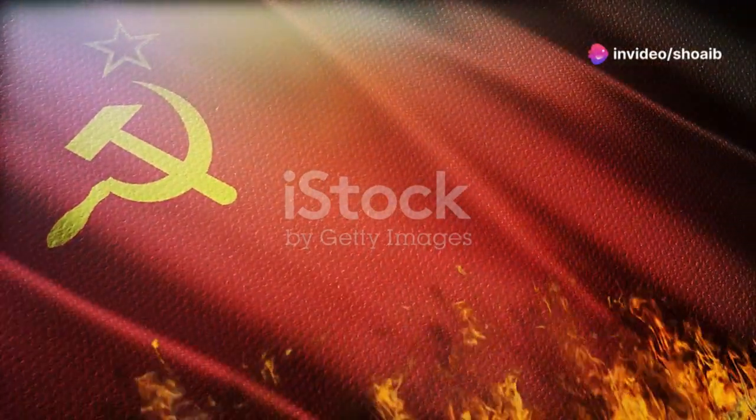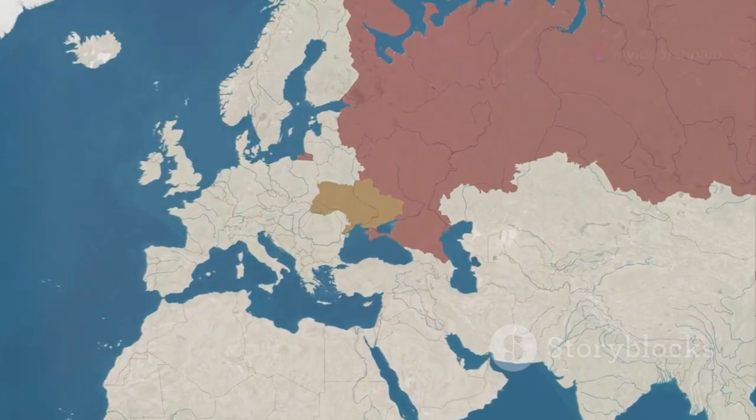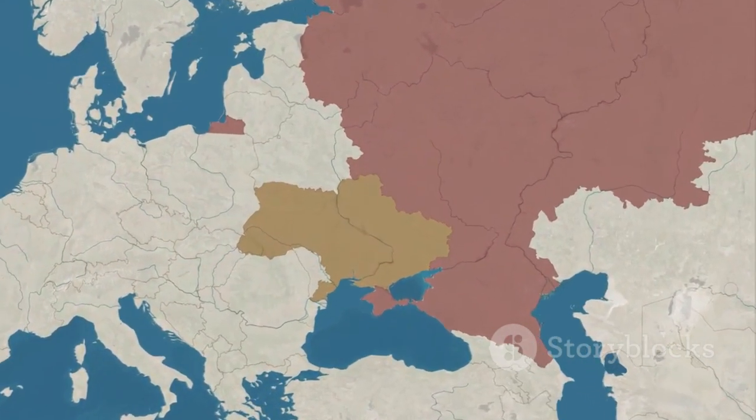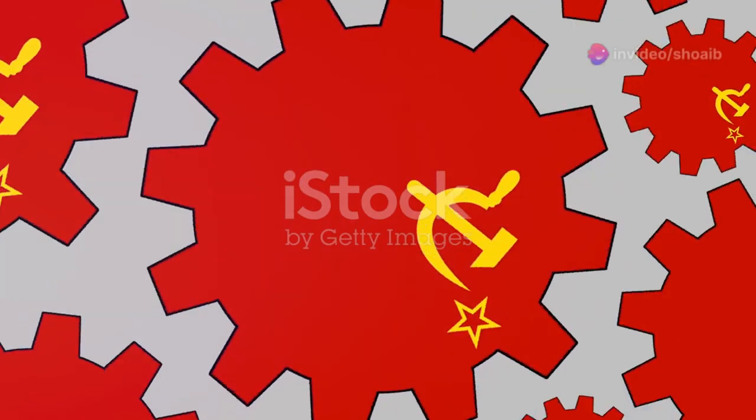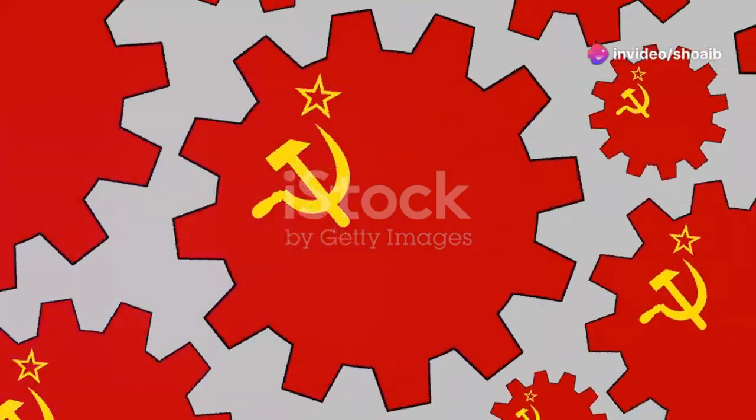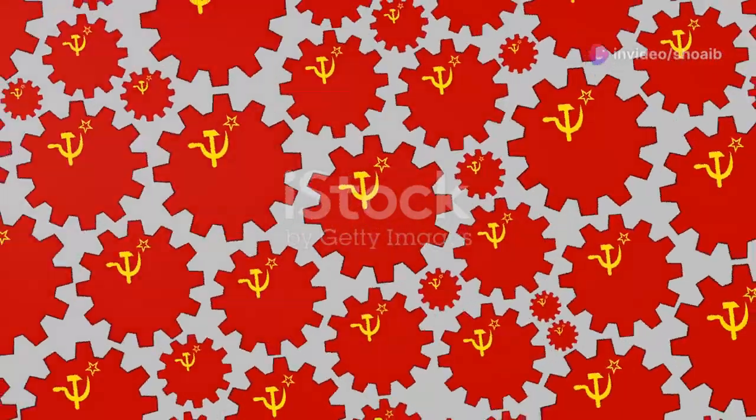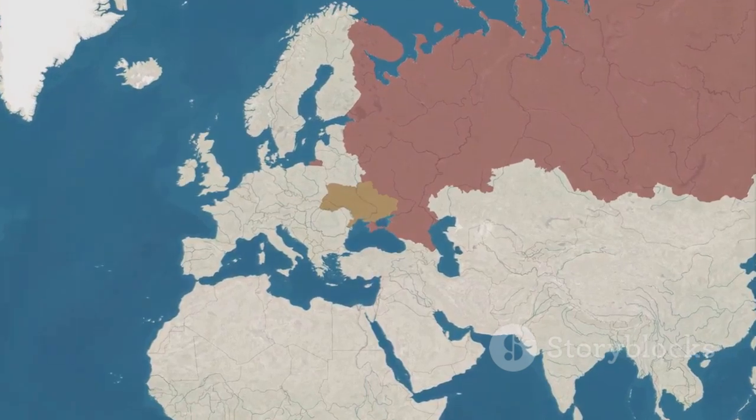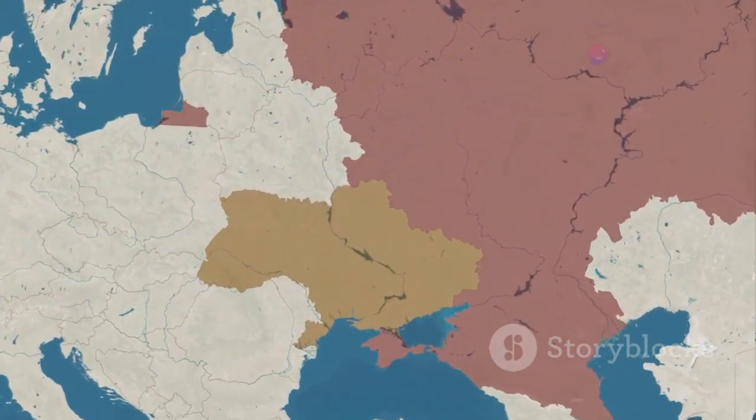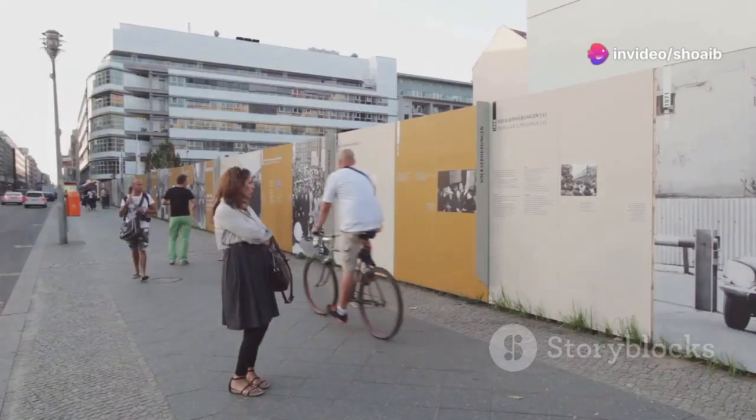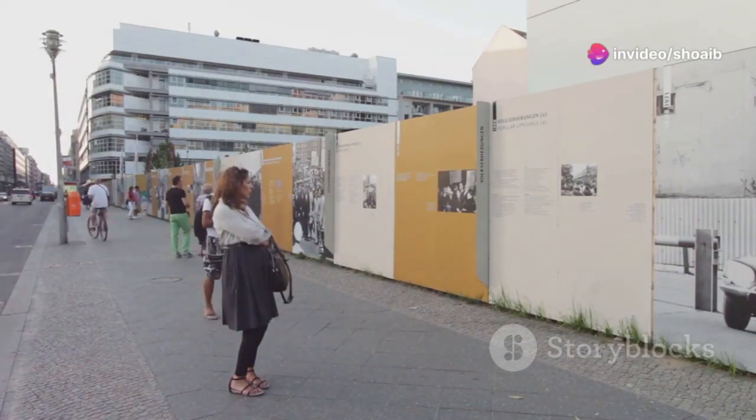Welcome to our deep dive into the collapse of the Soviet Union. Today, we'll explore the key factors that led to one of the most significant events of the 20th century. For nearly 75 years, the USSR stood as a superpower, a symbol of communist ideology and a rival to the capitalist West. Its collapse in 1991 sent shockwaves around the world, reshaping the geopolitical landscape.